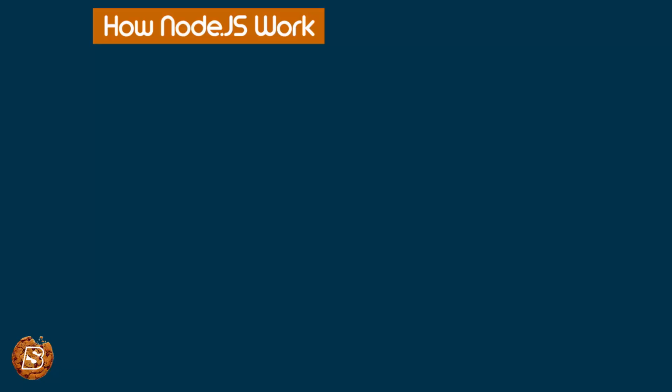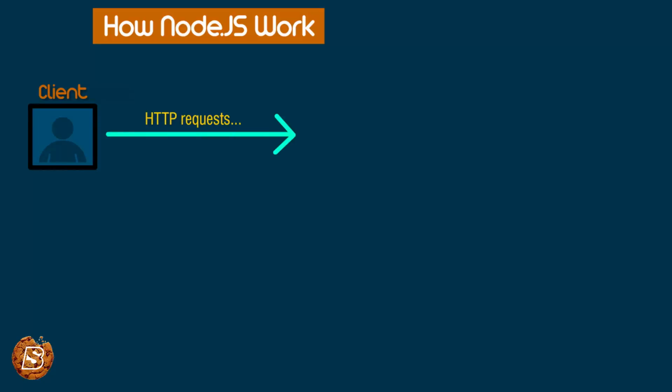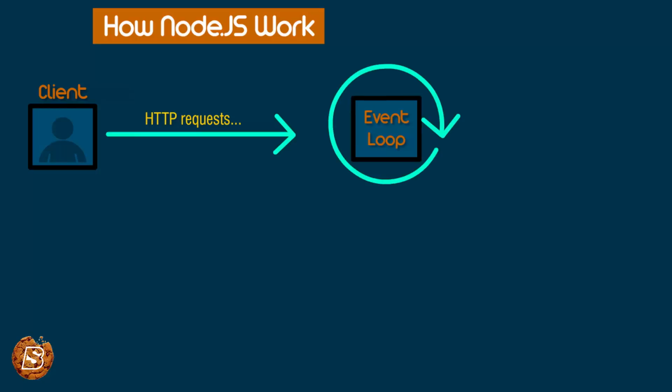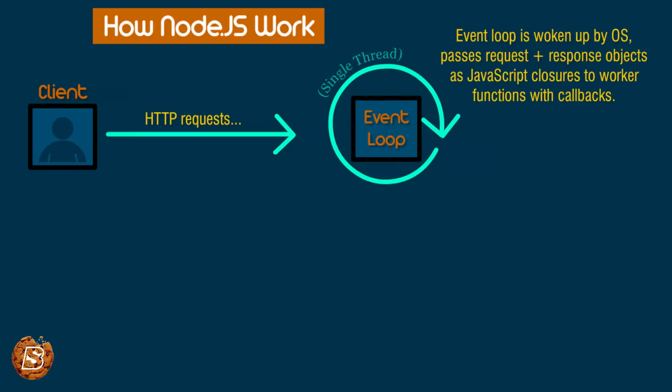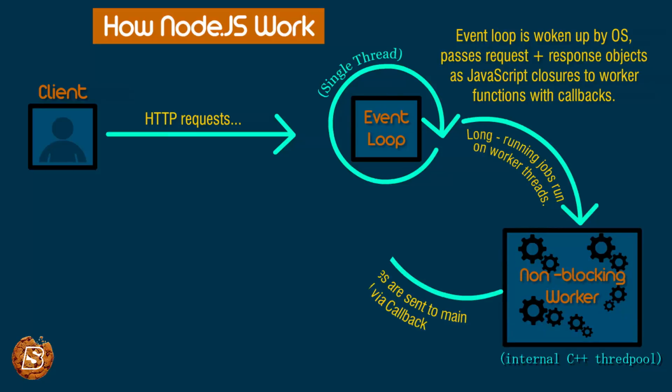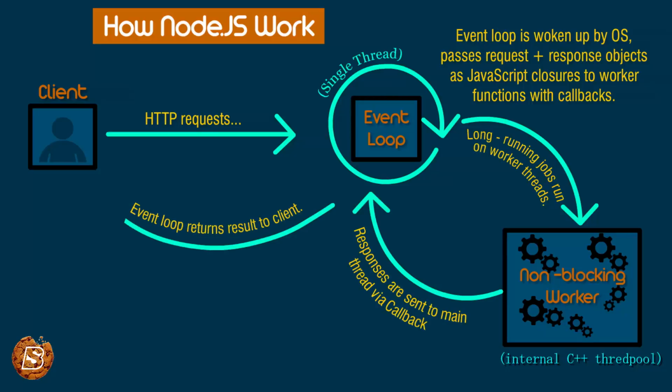So here we have the processing model of Node.js, and as you can see, we have a client which, whenever it sends a request, an HTTP request, that goes to the Node.js server. Once the request is received by the server, the event loop is woken up by the operating system, which then passes whatever we have sent as a request plus a response object as a JavaScript closure to worker functions with callbacks.